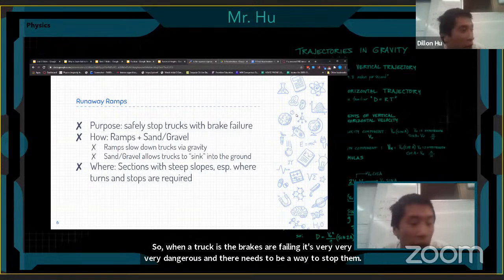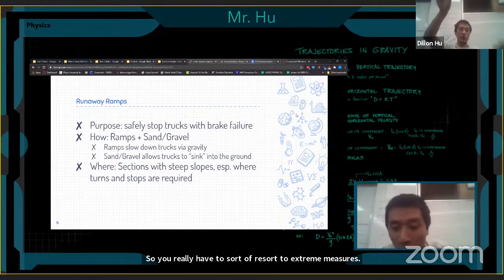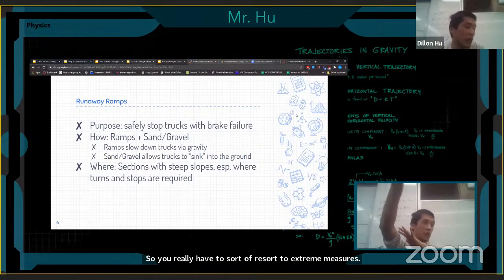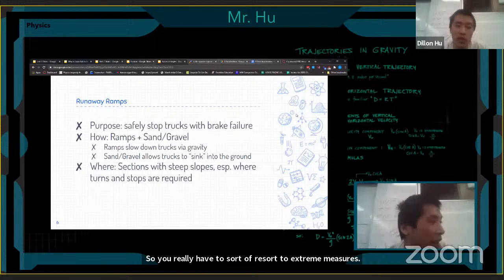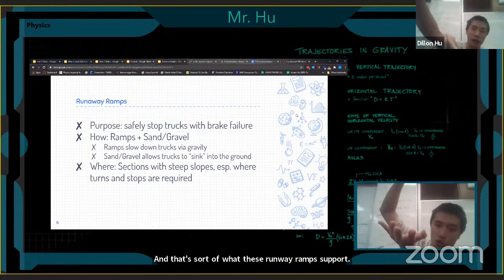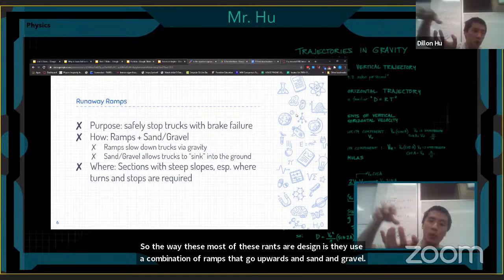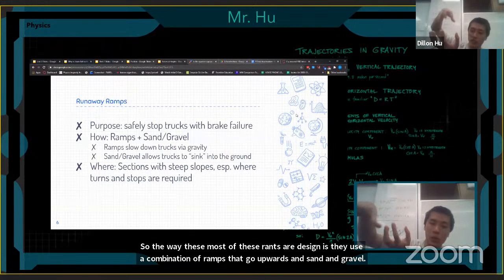So the ramps slow down trucks with gravity, right? When a truck goes up a ramp, the truck naturally wants to slow down because gravity is pulling it down. Additionally, the sand and gravel of the ramp allow the truck to sink into the ground, instead of just driving over it like a normal path. It's almost like a ball pit, right? It's very hard to move quickly in a ball pit because all your energy is being used to sink into the ball pit.